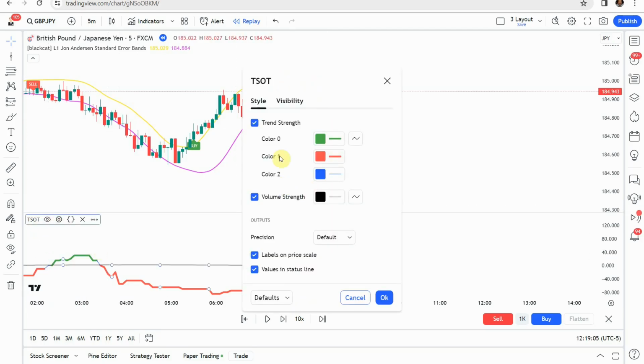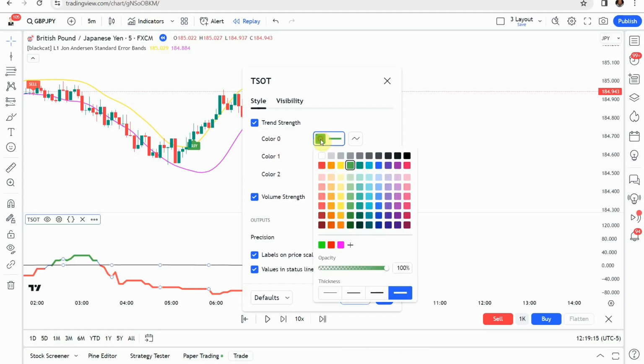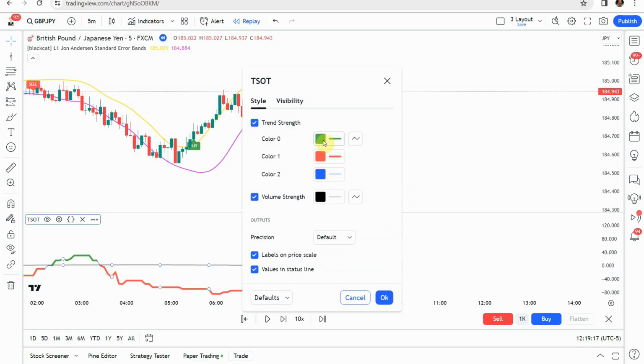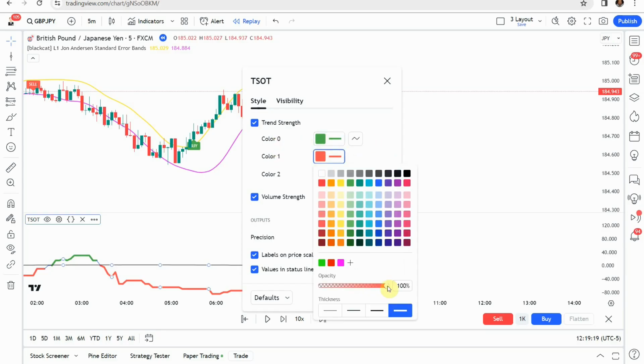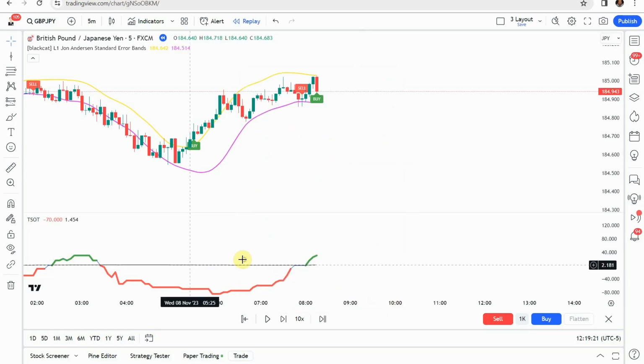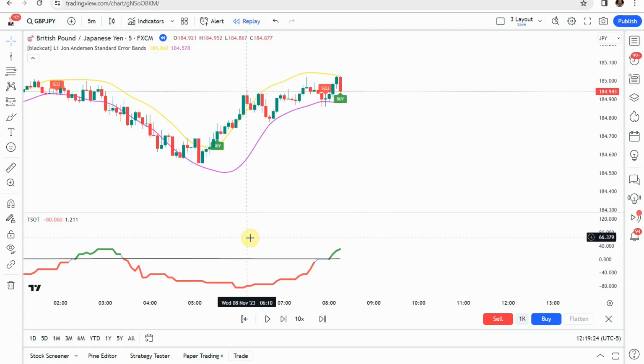Again, we'll go into the settings, and in this case, we're only going to change a few visual aspects. Since I'm on a light background, change this from white to black on the volume strength. Then I'm going to go in and bump up the line weight of the color 0 and the color 1. And that will show what you see here on screen now.